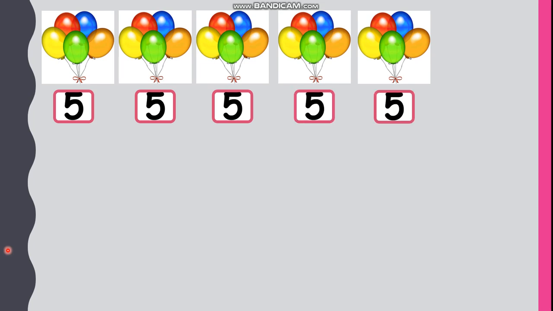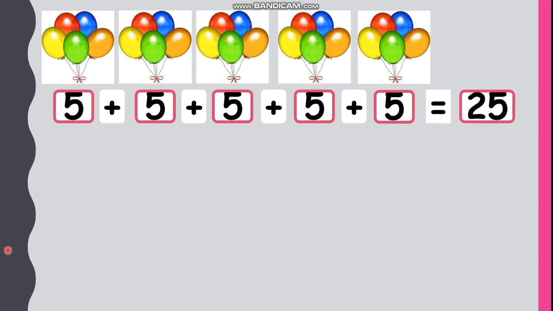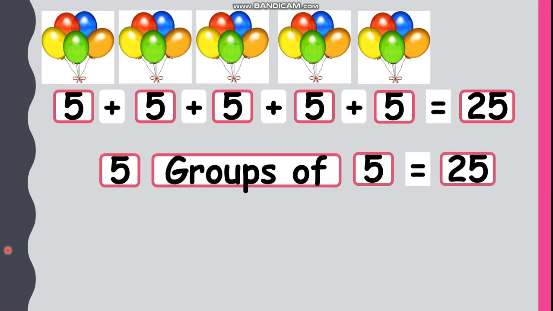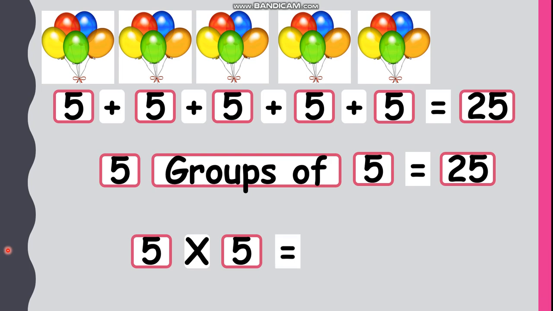Now you know what we are going to do first. Yes, first we will apply repeated addition. 5 plus 5 plus 5 plus 5 plus 5 equals 25. Very good. Now quickly tell me the other way. How do we write it in another way? Yes, correct. 5 groups of 5s equals 25. And how do we write the multiplication sentence for this? 5 times 5s are 25. Very good. You are learning quickly.